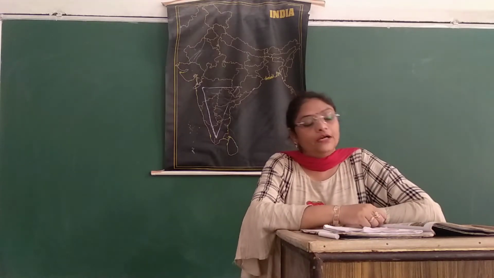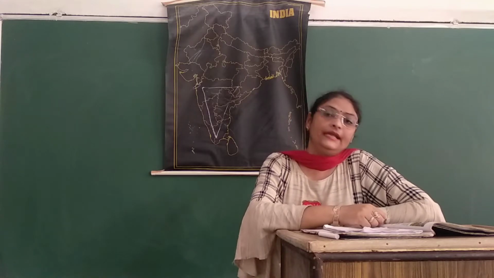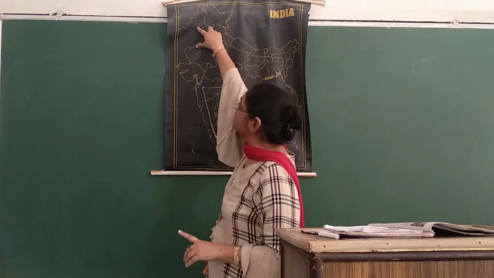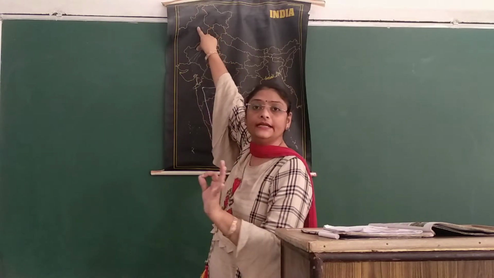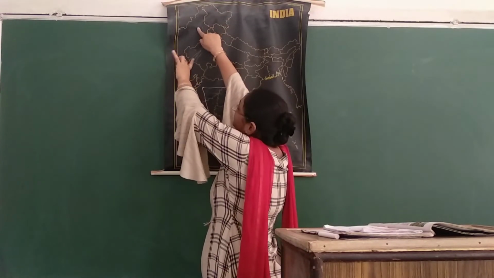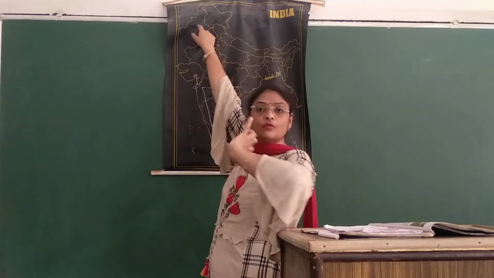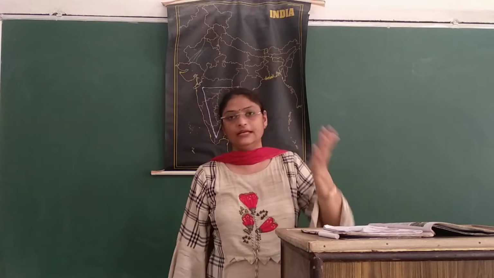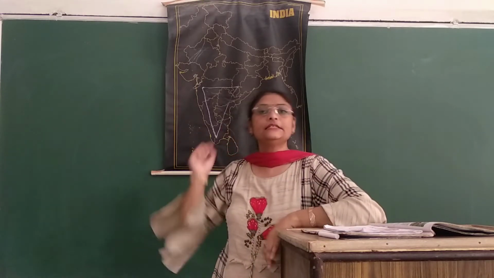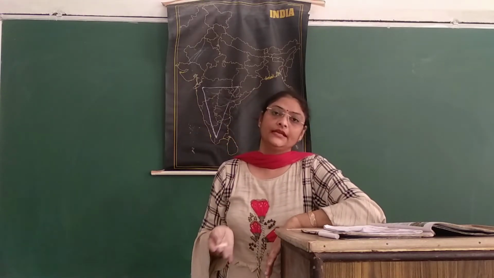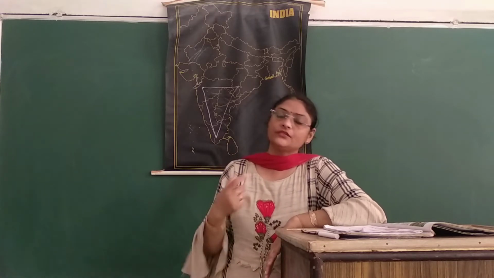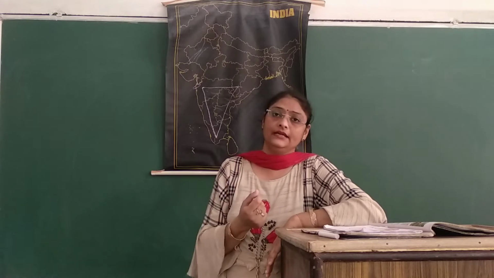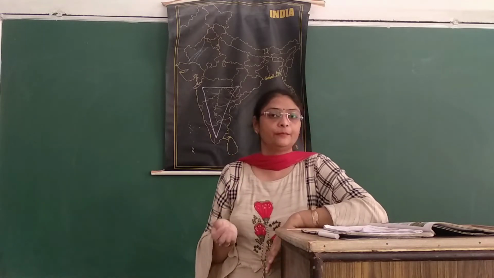Streams appear during the rainy season. It means only during the rainy season, when there is rainfall, only at that time the small streams appear in this area. And when the rainy season is over, these streams disappear. Disappear means when the rain is over, the water is absorbed by the sand, and these streams disappear.